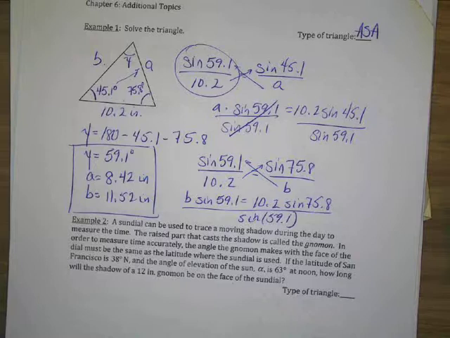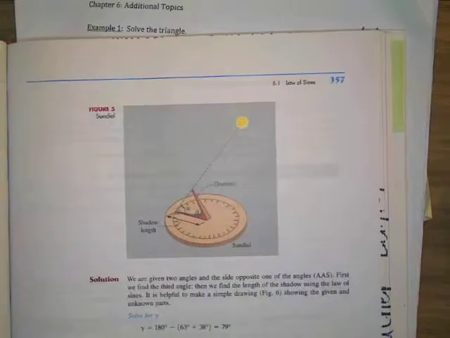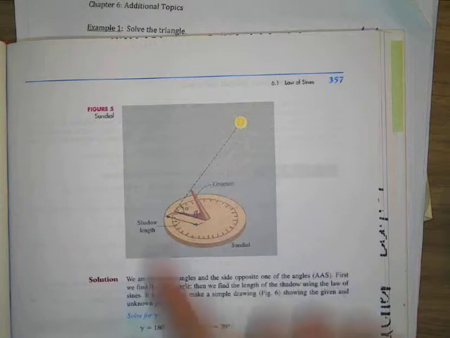Alright, example 2. A sundial can be used to trace a moving shadow during the day to measure time. The raised part that casts the shadow is called the gnomon. In order to measure the time accurately, the angle the gnomon makes with the face of the dial must be the same as the latitude where the sundial is used. If you look on page 357, they have a beautiful picture of it. So there's our beautiful picture.